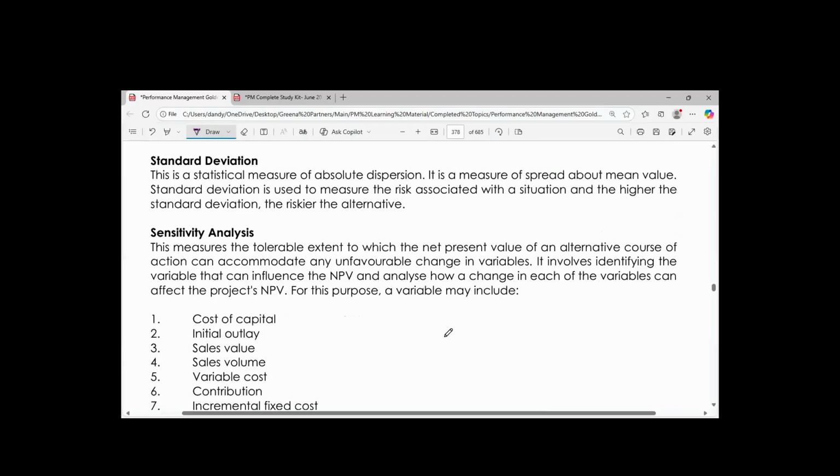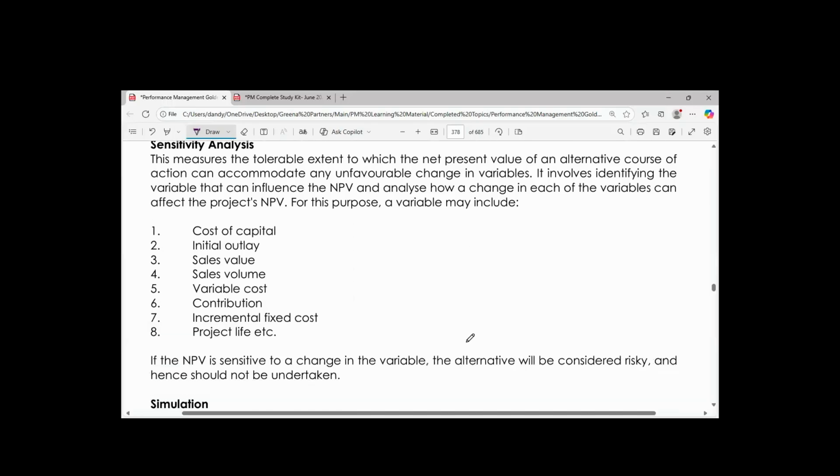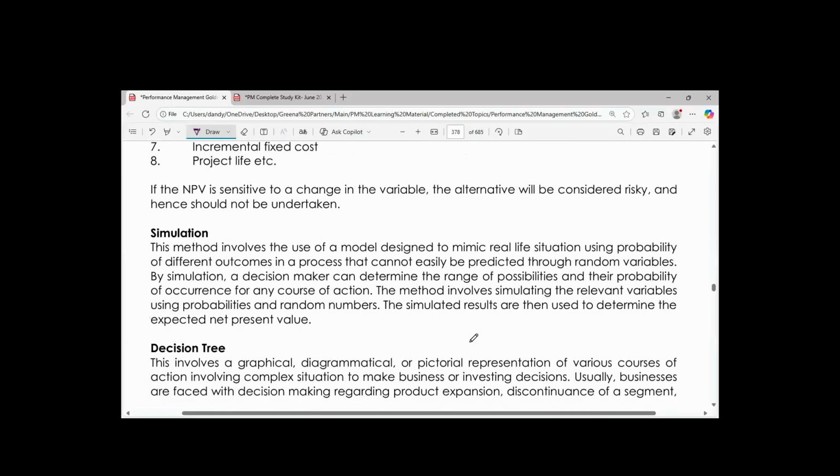Standard deviation, you talk about standard deviation too. How do you use standard deviation to hedge risk? So you talk about that. You talk about sensitivity analysis. What is sensitivity analysis? What are the variables? All those things, talk about it.